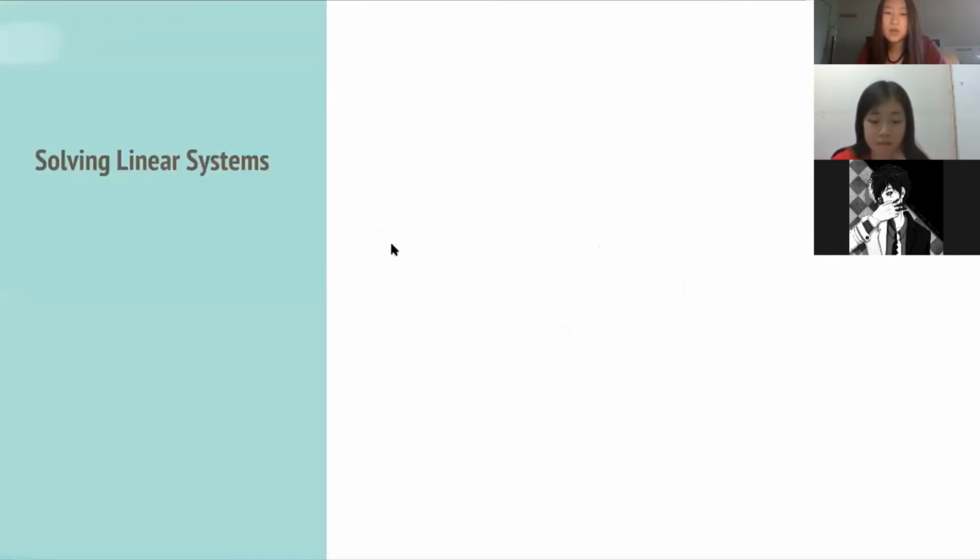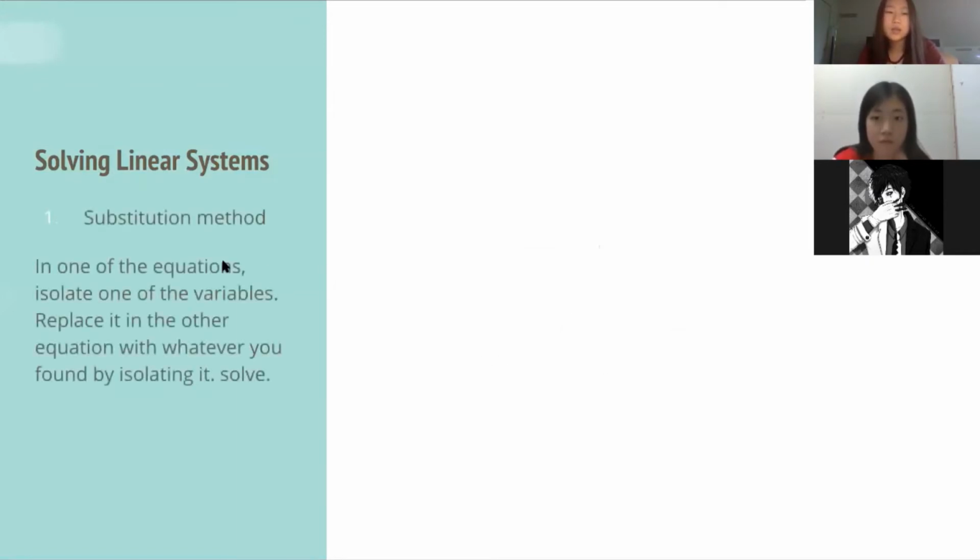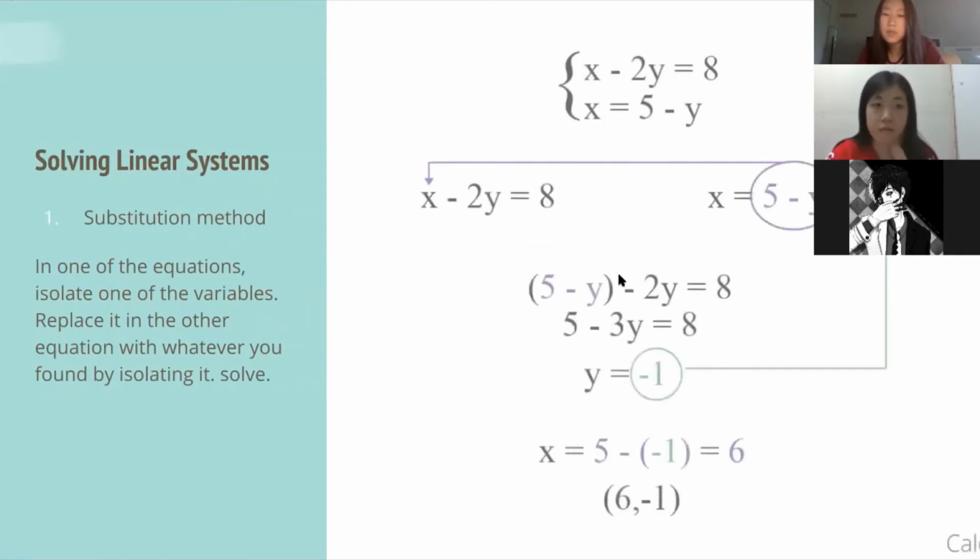And for the next one, we have solving linear systems, which is solving two linear equations together to get x and y. First, we have the substitution method, which is, in one of the equations, isolate one of the variables, and replace it in the other equation with whatever you found by isolating it. Okay, so here is an example.